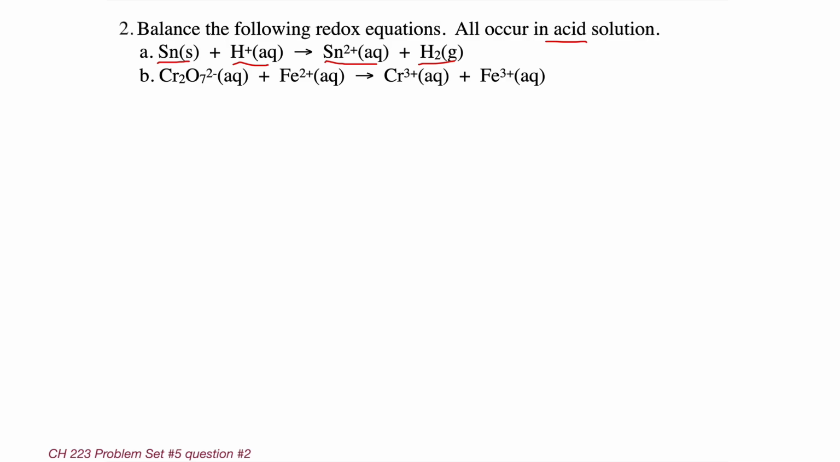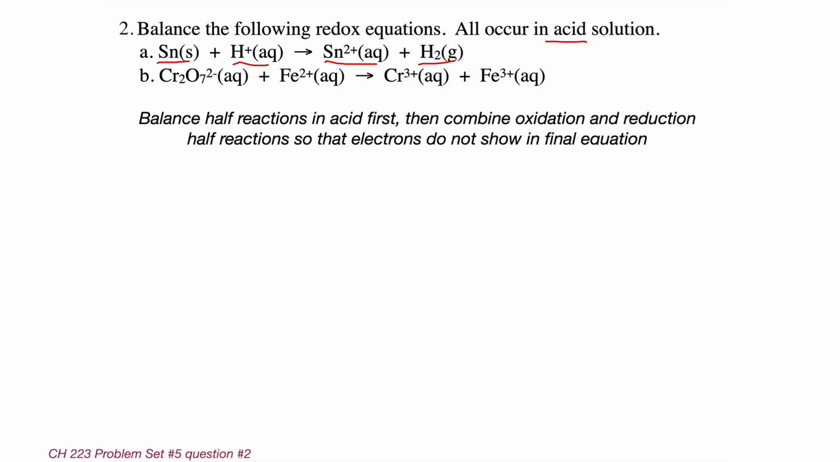Then, before we combine them back together, we need to make sure that the electrons balance out. In a balanced reaction, you don't want to show your electrons. That's kind of seen as bad form in chemistry. And if all is said and done, we'll end up with a balanced reaction. So again, just to reiterate, you want to balance the half reactions in acid first, and then combine the 2 half reactions. One of them will be oxidation, and one of them will be reduction. And you want to combine them in a way that there are no electrons left, and I'll show you what I mean by that in a little bit.